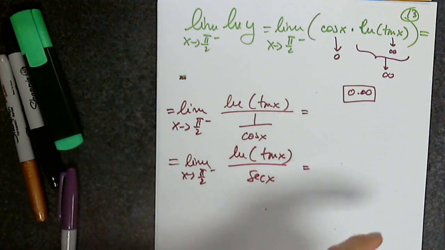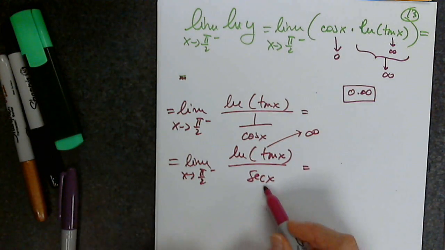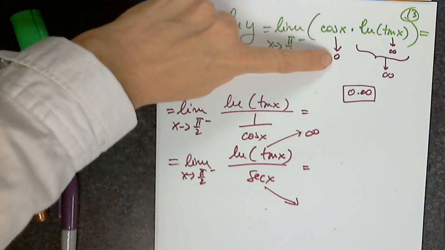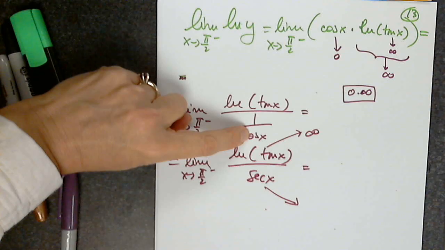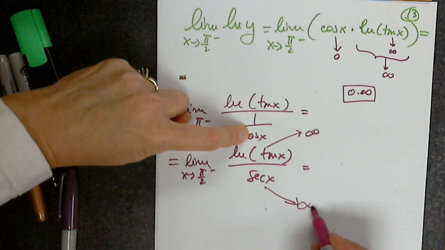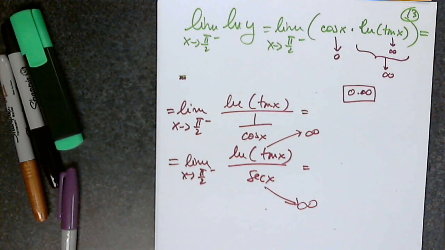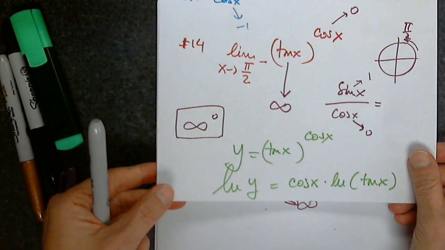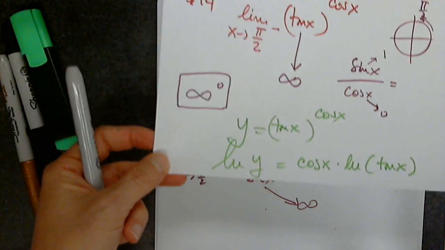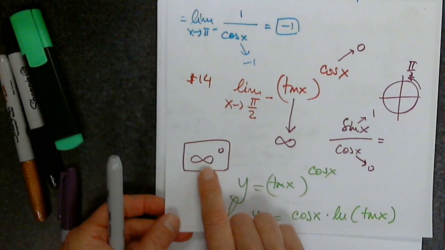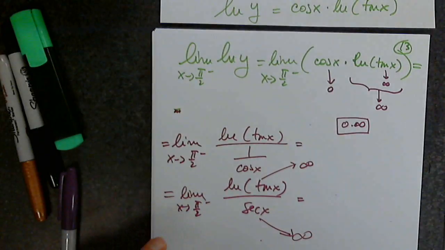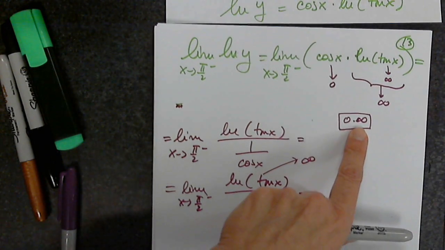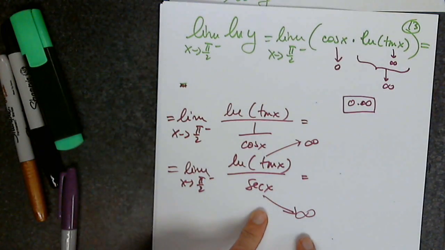Well, I know the top goes to infinity. But where does the denominator go? So if cosine goes to 0, then 1 over cosine will go to infinity, right. Finally. Look how many steps I had to go through. I know, I exceeded, so I'm going to stop. But we can finish it next time, or you can finish it. So I had this. I changed it into this. And now I finally have infinity over infinity.